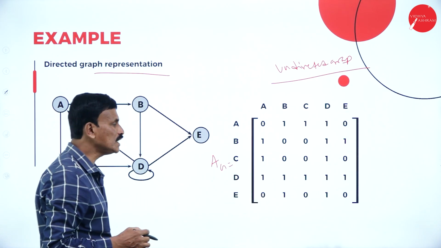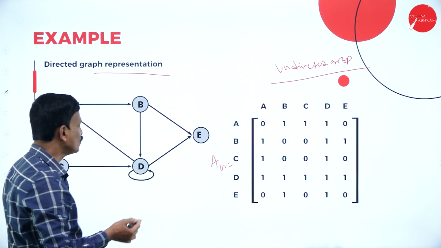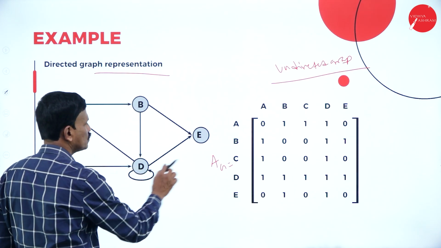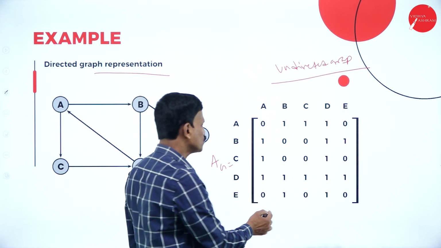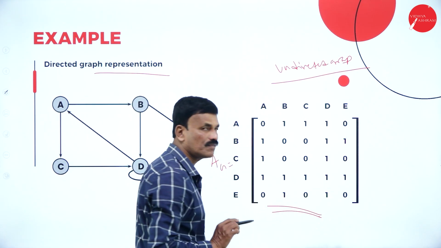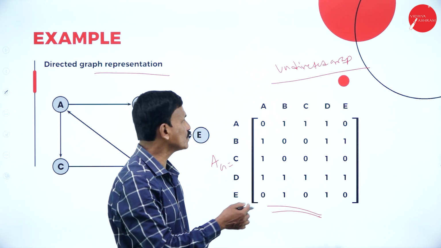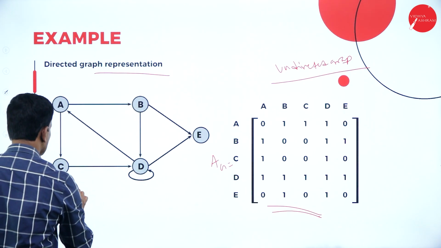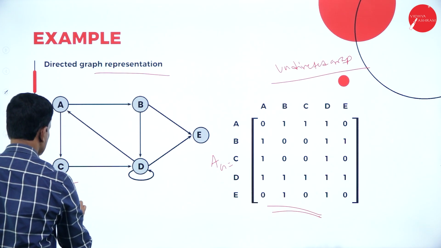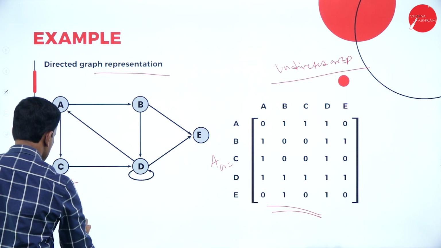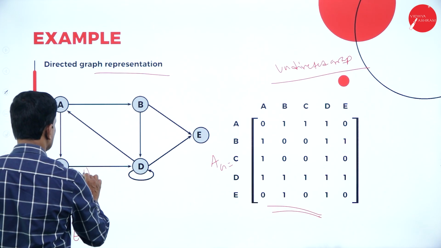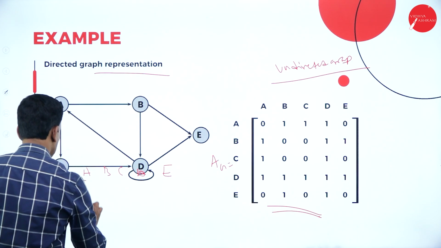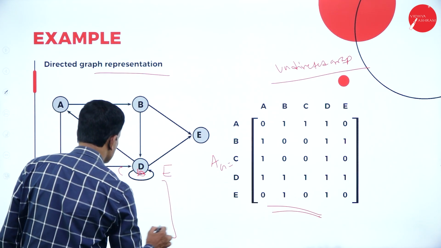And if we come to D, if the direction is not given, then for all of D to A, D to B, D to C, D to D, and D to D is also a self loop, we are going to get an adjacency matrix like this for an undirected graph. For the directed graph, I will write down the values A, B, C, D and E, a matrix of order 5 rows and 5 columns.